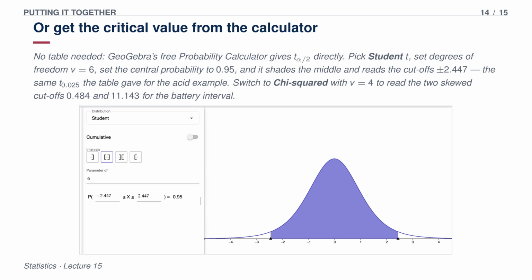Quick practical note before we wrap. If you'd rather not hunt through tables, GeoGebra's free probability calculator gives these critical values straight. Pick student T, set the degrees of freedom to 6, set the central probability to 0.95, and it shades the middle and reads the cutoffs at plus and minus 2.447, the same T.025 from the acid example. Switch it to chi-squared with v equals 4, and it hands you the two skewed cutoffs, 0.484 and 11.143, for the battery interval. Same numbers, no table.